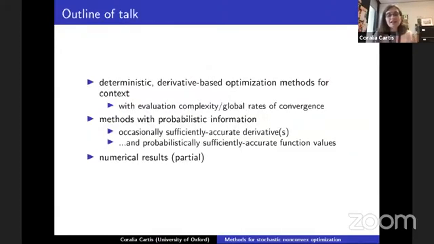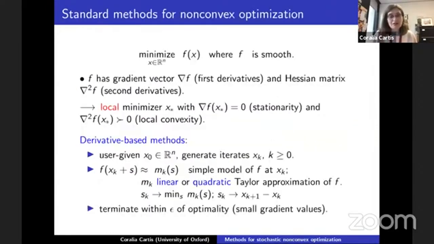So how could we design methods, and what can methods achieve? In the beginning, as I said, I will talk about deterministic derivative-based optimization just for context. What do we know about their global rates of convergence? This is just a summary of existing work. Then I will talk about how we extend these methods pretty much as they are to the context of having just probabilistic information about the objective function that we are trying to minimize, rather than exact derivatives and function values. And then I will finish with some numerical results.